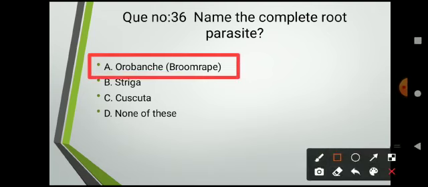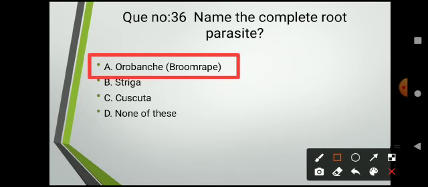It is a complete root parasite and it is a total root parasite on the solanaceous plants like tomato, chili, brinjal, potato. And to control Orobanche, a long crop rotation with tobacco crop once in 3 years and preceded by a chili crop will reduce the loss due to this parasite.